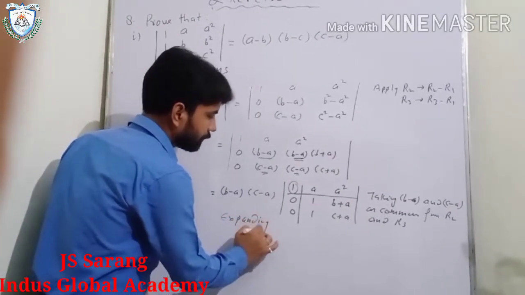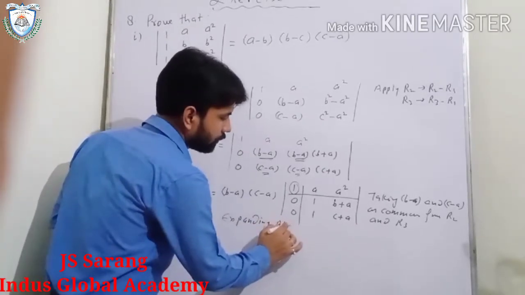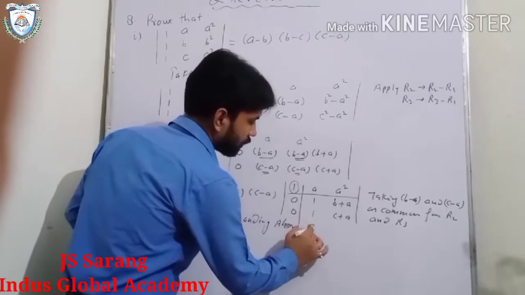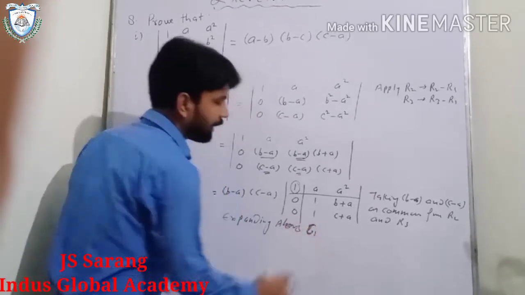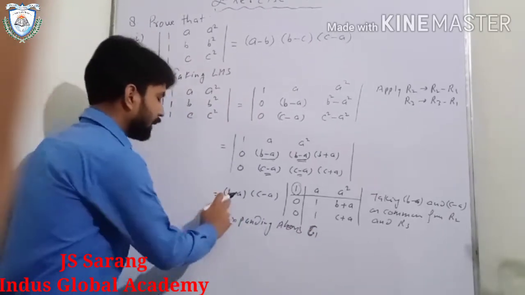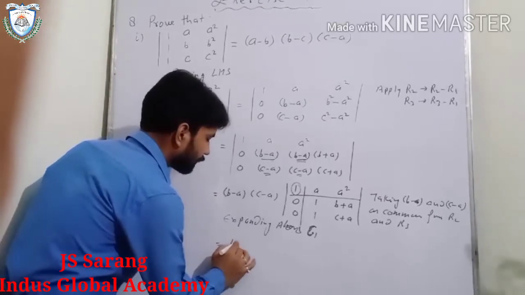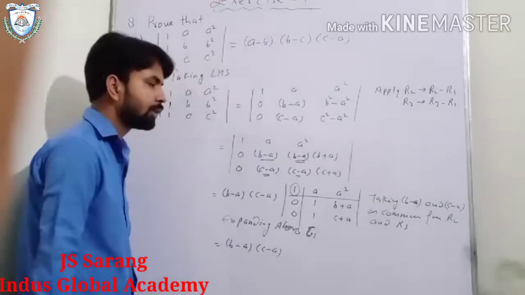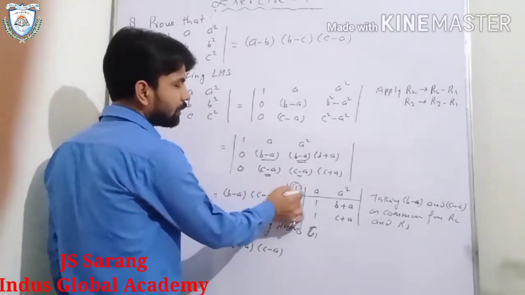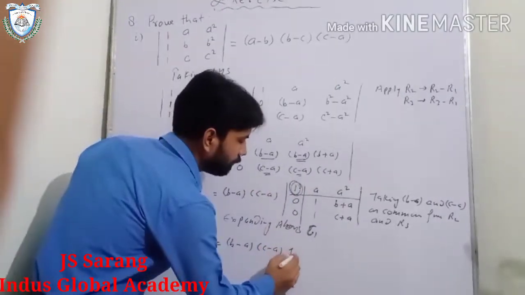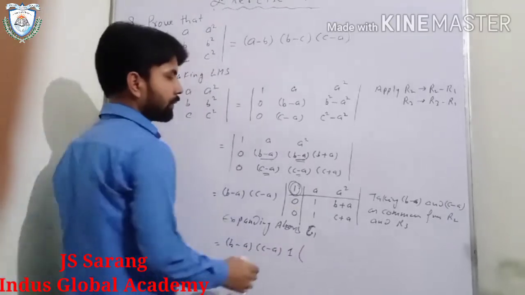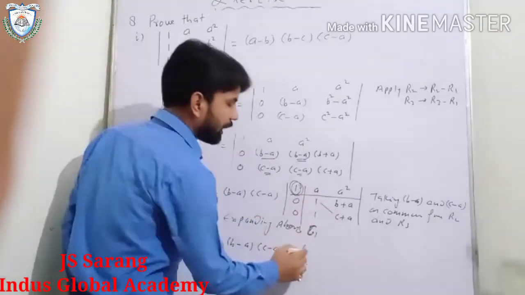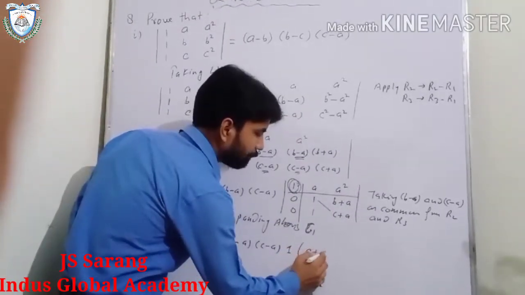expanding along C1. Expanding along C1. So B minus A, C minus A will remain same. So what is the non-zero element here? That is 1. So we have to write 1 bracket start. This is multiplied by this. So C plus A is multiplied by 1. So we will get C plus A.